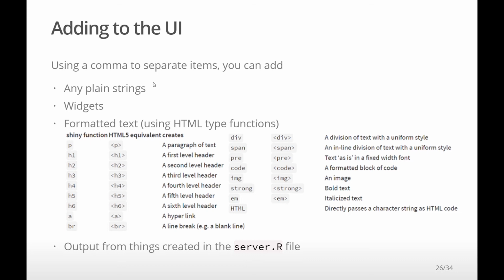And so plain text strings, formatted text strings, widgets, which the user can interact with, and then output from the server file. Those are the four main things that you might add into your user interface. And really, if you want to add, say, multiple widgets or multiple different text strings in there, all you have to do is separate the items with a comma. And so the syntax here is actually going to be pretty easy for us. We put whatever we want separated by commas within, say, a sidebar panel or a main panel, and that's exactly how you do it.